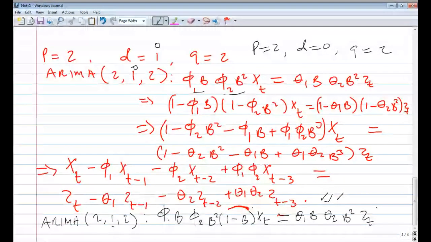So let me just elaborate the first one before I come to this one, so that you can understand. Like I said, we forgot to include the differencing part, because d was equal to 1. But in this case we rectify it to be d equal to 0, so that it can make sense there.